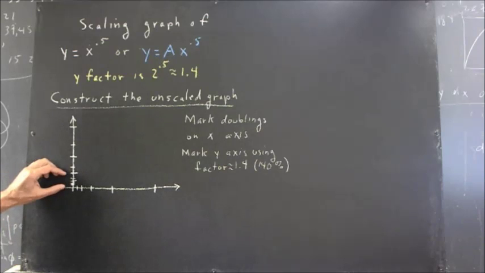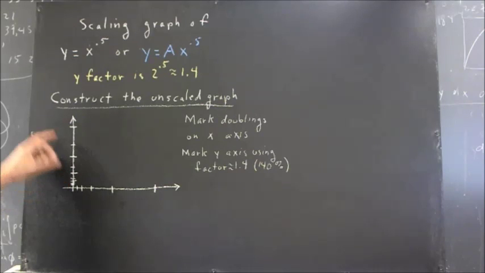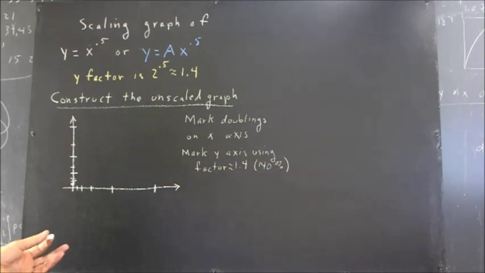1.4 being 140%, it means that every mark ought to be 140% of the preceding mark's distance from the axis. Which means that, for example, if we regard this as being 100, then this would be 140. If we regard this as being 100, then this would be 140, etc. Now we then plot our graph points.